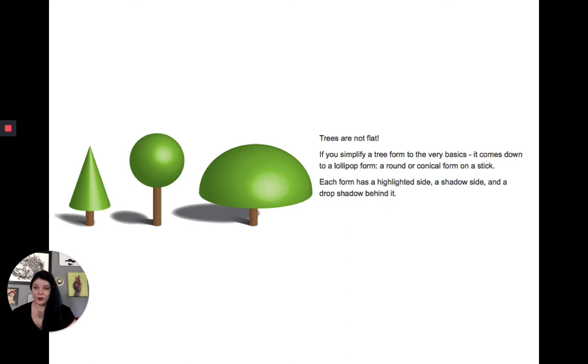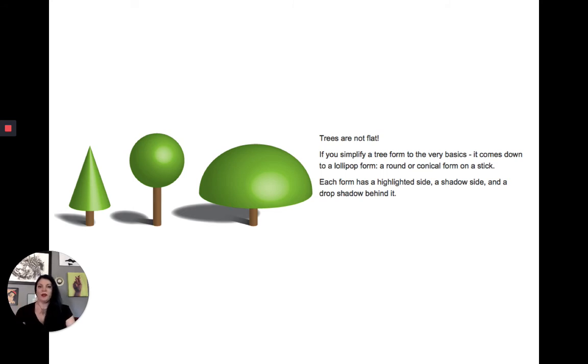And this seems very obvious, but trees are not flat, right? So if you simplify a tree form to the very basics, it comes down to kind of a lollipop form. Maybe it's round, maybe it's conical, maybe it's a little bit like a dome, half of a dome, but it's like that on top of a stick. So like we talked about in the first tree lecture, think about the general shape, but also think about the fact that that shape is a form. It is voluminous. It has volume, right?